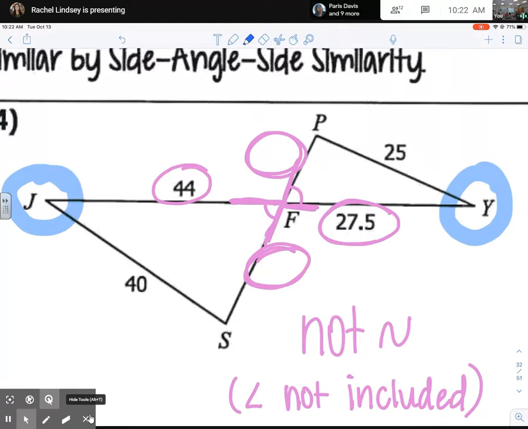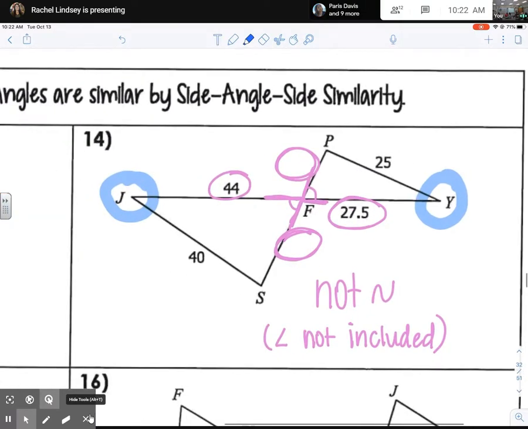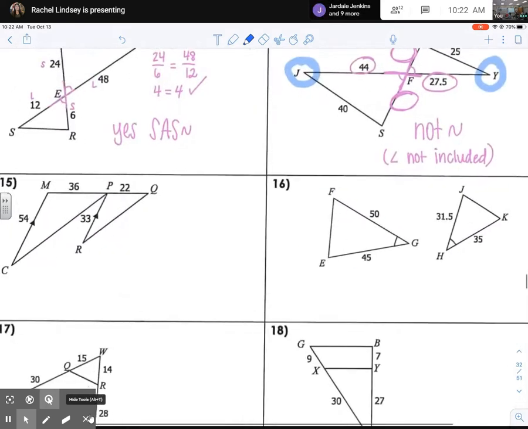Well, that's why, like, 44 to 27 and a half, and 40 to 25, this is the same thing. So those two sets of sides might be similar. If we had the other two sets of sides, we could prove it. If we had J and Y, we could prove it. But if we don't, we cannot prove it all the way.